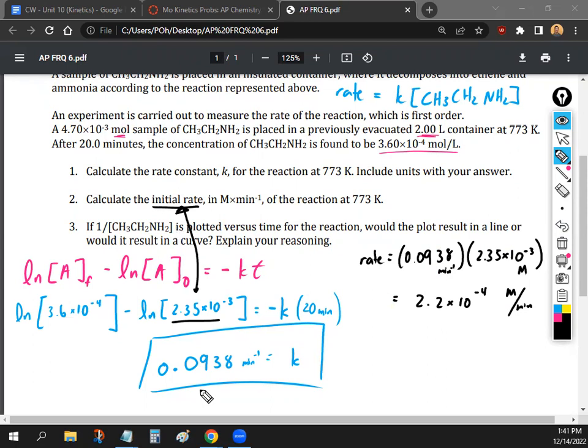Okay, and then for number 3, you're plotting 1 divided by the concentration of your reactant over time. It's going to result in a curve. Now, we saw in the previous problem with the half-life, remember, with the concentration of your reactant, if you plot it against time, it's going to be a curve. It's a straight line when it's the natural log of the concentration for first order. But for this one, it's going to be a curved line. And so 1 over R, for reactant, versus time is going to result in a curved graph. Okay.